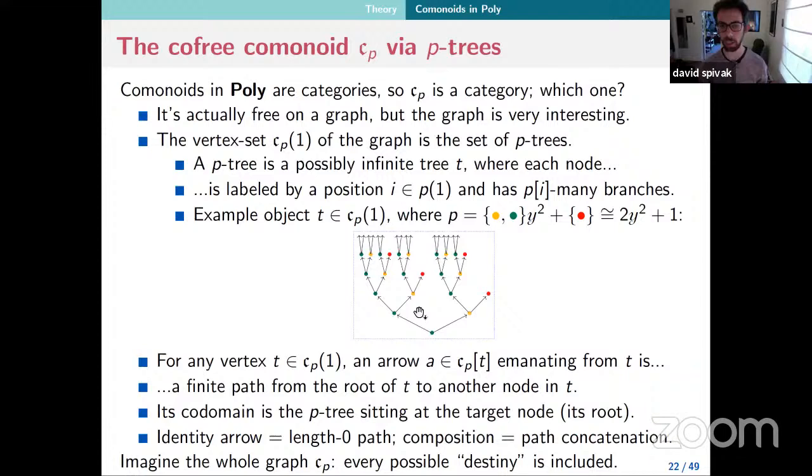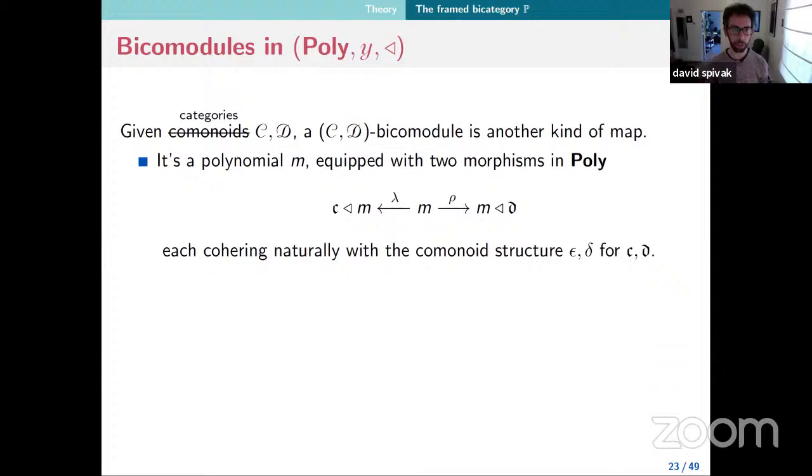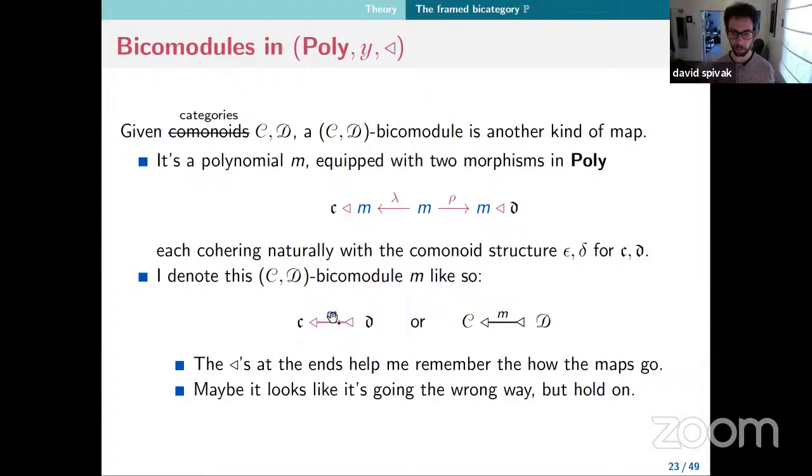Okay. And we talked about bimodules. A bimodule is just a polynomial M mapping to, if I have a polynomial comonad C and another one D, then it's just a map from M to C composed M and from M to M composed D. And I can redraw that as this picture here. So this is just a polynomial that maps to M composed C and C composed M and M composed D.